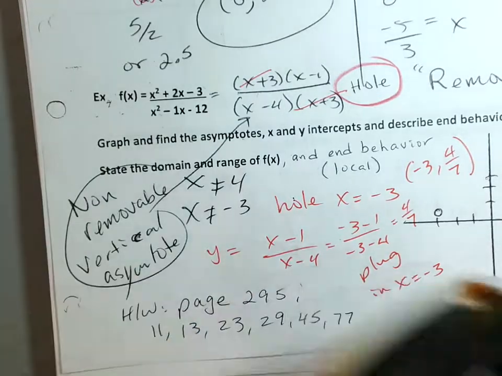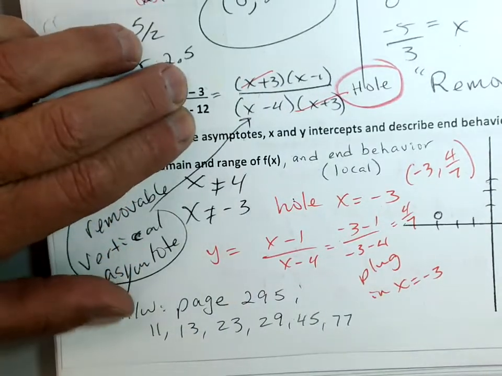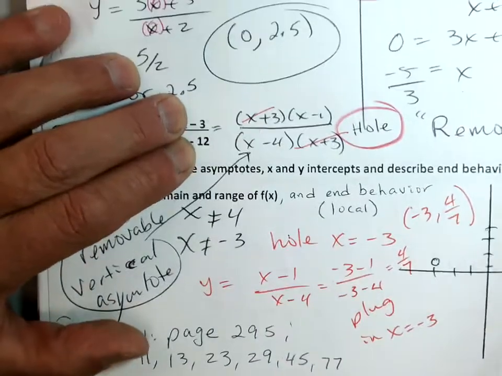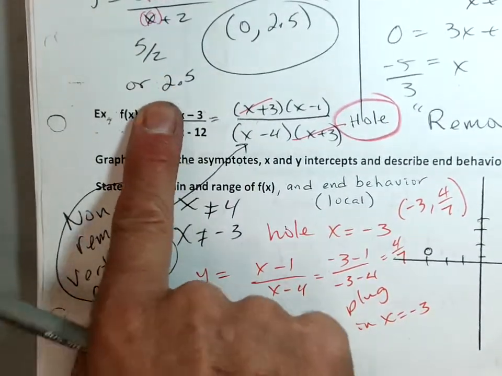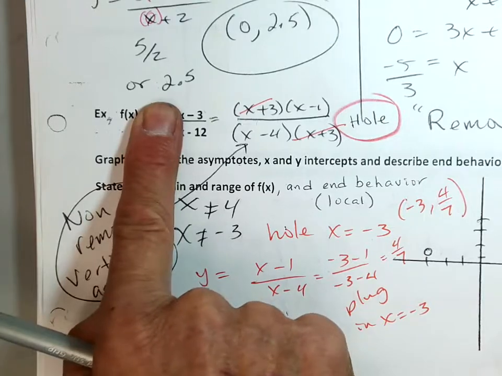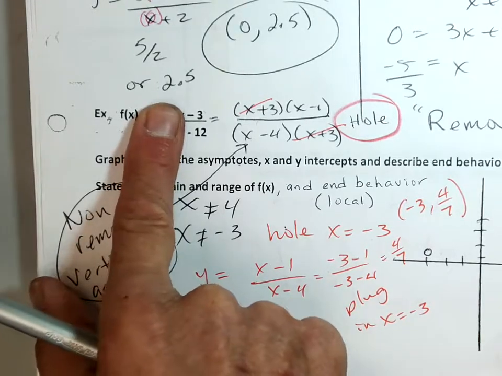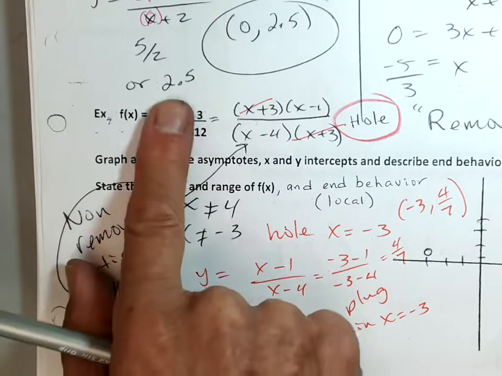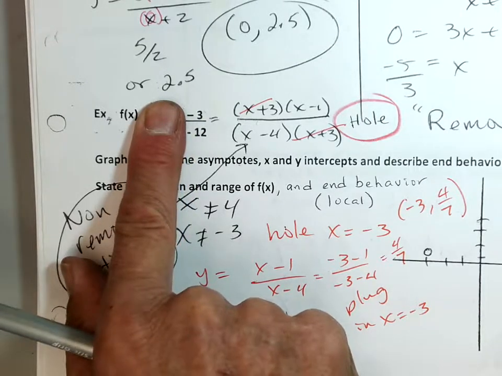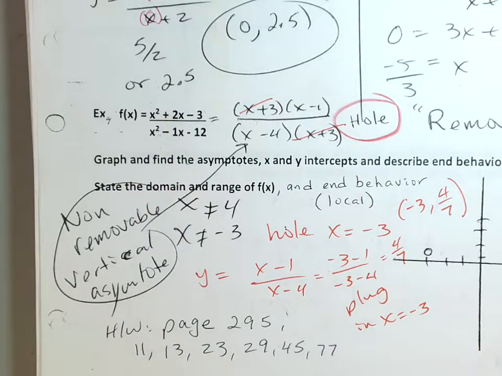It has a y-intercept of 1/4. How do I know it's 1/4? Do you see the 1/4? If all the x's are 0, what are you left with? 1/4. Guys see 1/4? So if my x's are 0, my y is 1/4, which is right about there, okay?